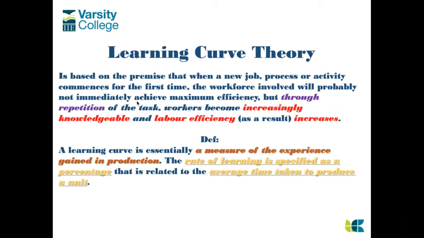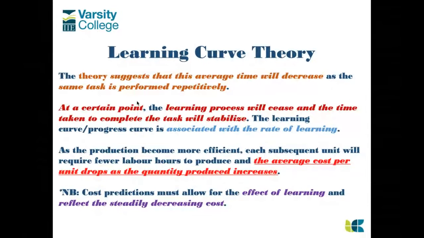A learning curve is essentially a measure of experience gained in production. The rate of learning is specified as a percentage that is related to the average time taken to produce a unit. The theory suggests that this average time will decrease as the same task is performed repetitively. At a certain point, the learning process will cease and the time taken to complete the task will stabilize.